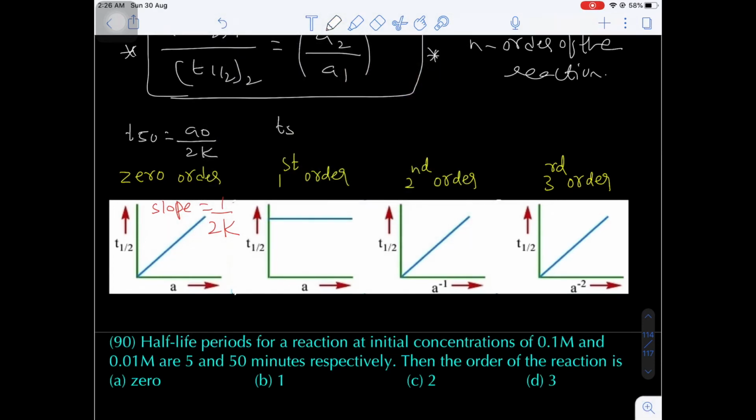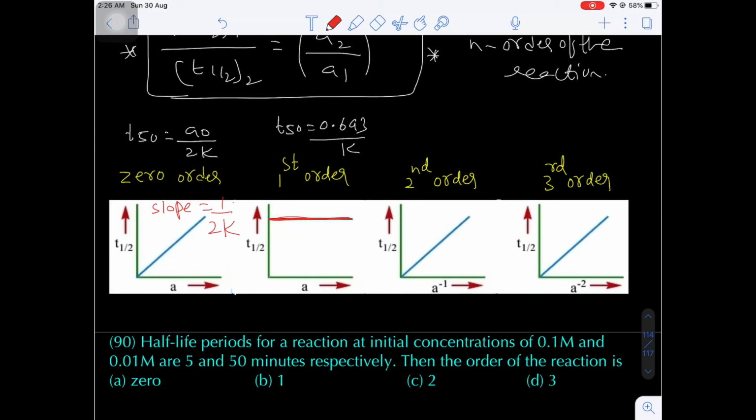For a first order kinetics, what is the half-life expression T50? That is nothing but 0.693 by k. That means for a first order kinetics, the half-life of the reaction is independent of the initial concentration. That's why you have a straight line that is parallel to the x-axis. Are you getting my point? By seeing the half-life graph representation, we can easily predict the order of the reaction.